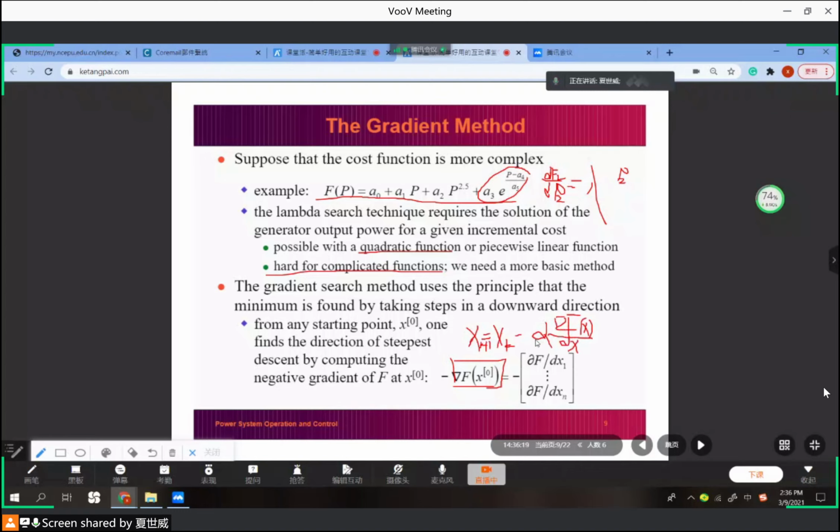X. Okay, this is alpha. We just use x_{k+1} equals x_k minus a constant multiplied by the first order derivative of f.